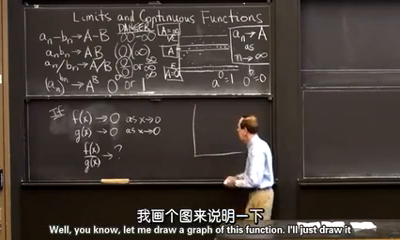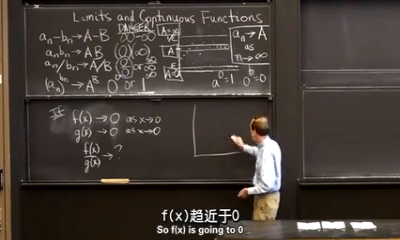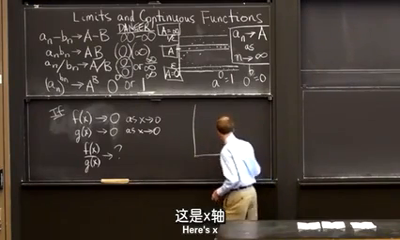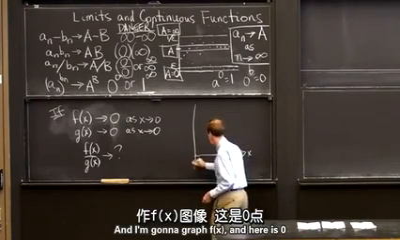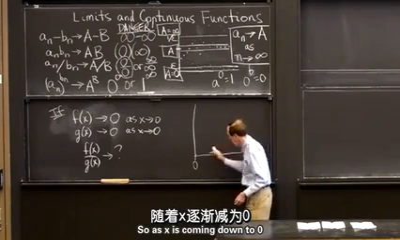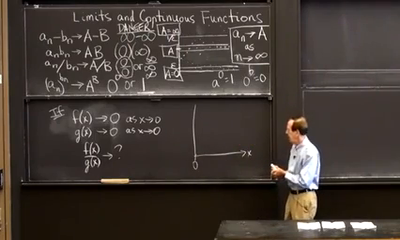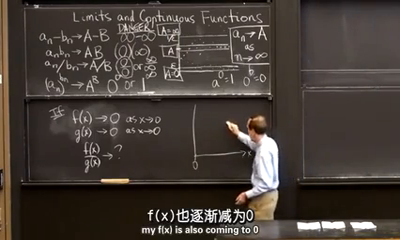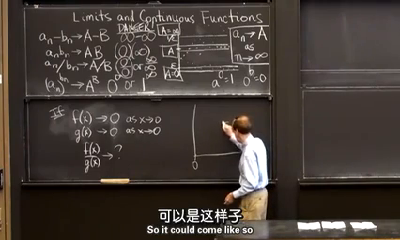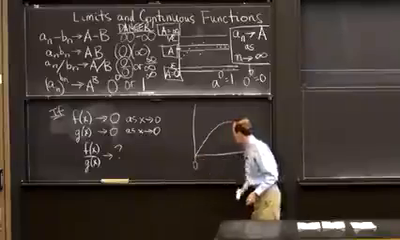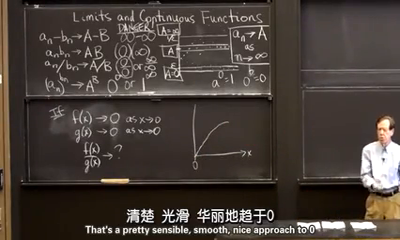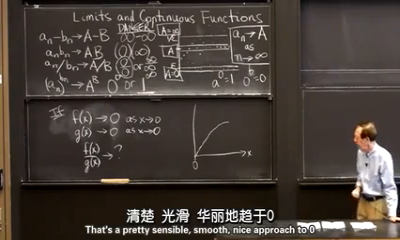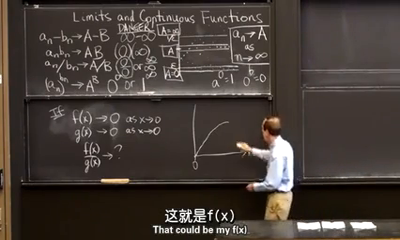Okay, I'll just draw it. So f of x is going to 0. So like, here's x, and I'm going to graph f of x, and here's 0. So as x is coming down to 0, my f of x is also coming to 0. So it could come like so. That's a pretty sensible, smooth, nice approach to 0. That could be my f of x.